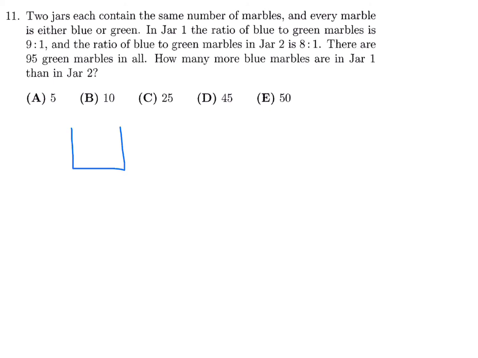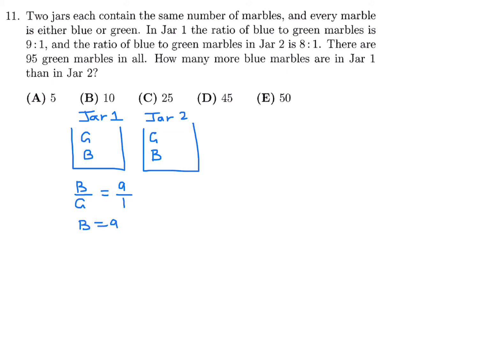So we have one jar and we have another jar. We'll call this jar 1, and this, of course, jar 2. We have a certain number of green and a certain number of blue in each. In jar 1, the ratio of blue to green is 9:1, so B is equal to 9G. I'll call these B1 and G1 to avoid confusion. In the second one the ratio is 8:1, so B2 is equal to 8G2.